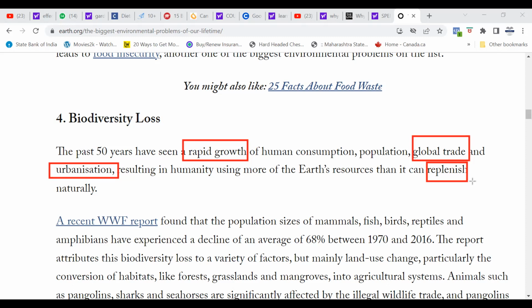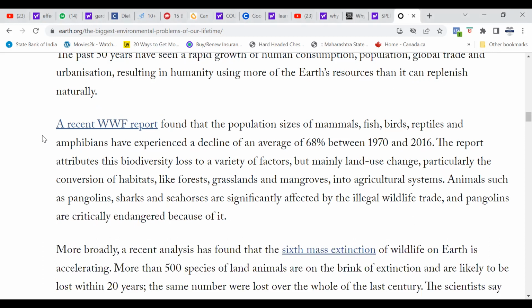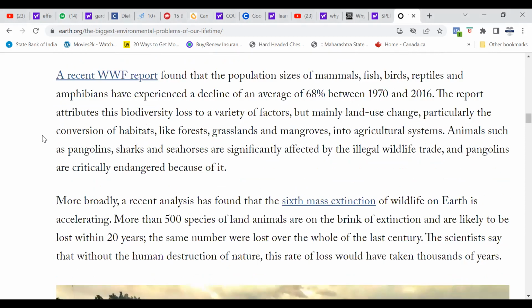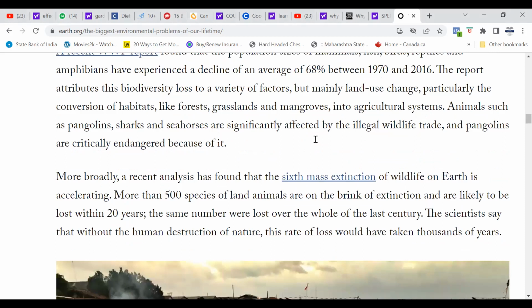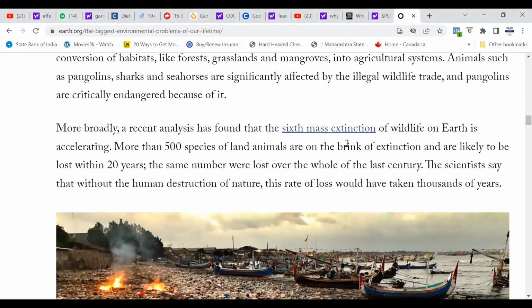You understand replenish? Fill it up once again. That's called replenishing. So this is a very beautiful sentence or opening line for any environmental topic. Mammals, birds, fish, reptiles, amphibians, environmental regulations. And we are talking of forests, grasslands, mangroves. And we are talking of sea animals such as pangolins, sharks, sea horses. Are they getting affected because of illegal wildlife trading? There's poaching of these animals.